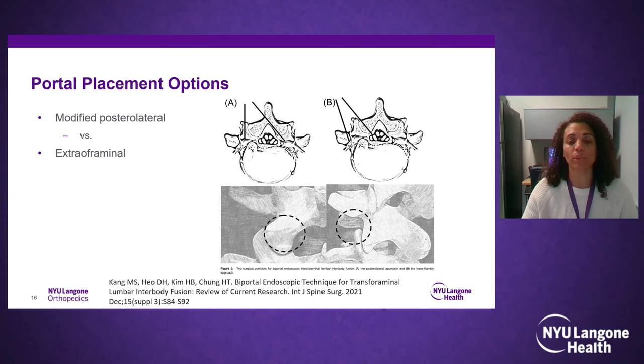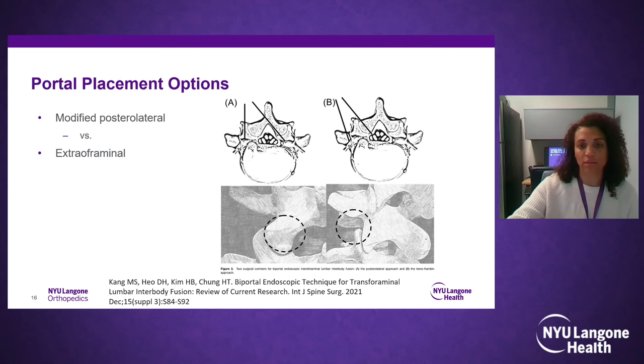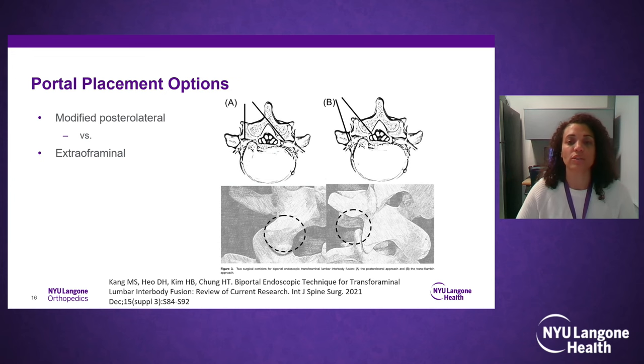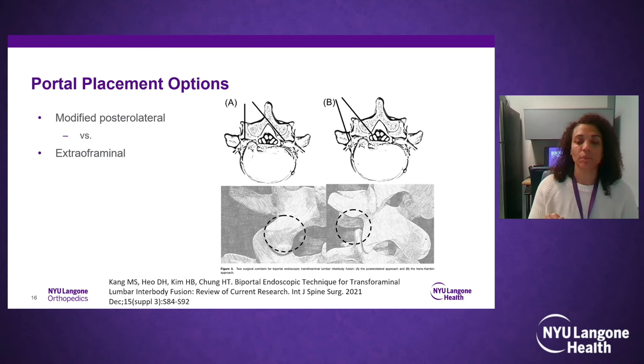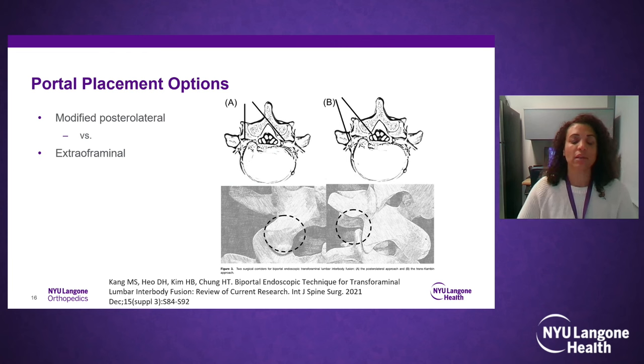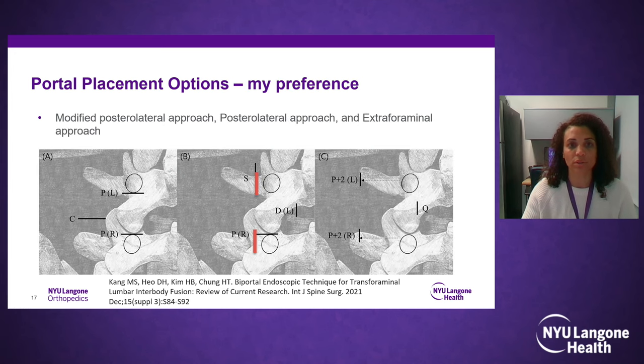With A, when you place your interbody, it's going to be a little more straight down and then you have the angle in, right? Because you don't want to retract your thecal sac back too much. Whereas B, that's going to be more of a straight angle shot. So these are just different things to think about. This is kind of what I think about when I'm looking at where I want to make my portals.